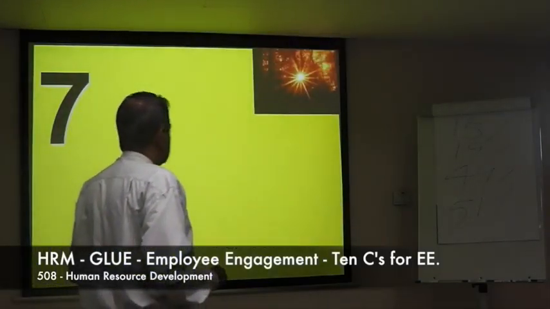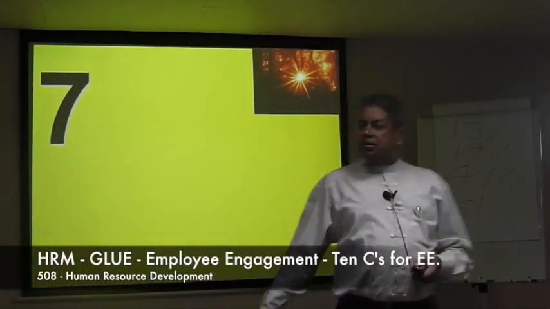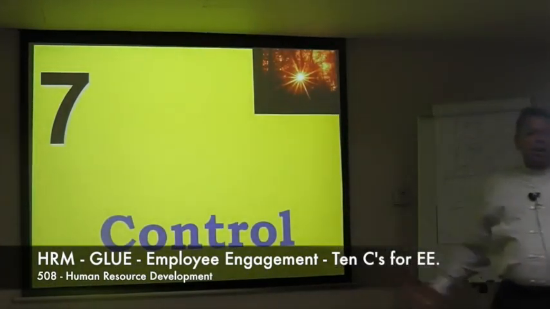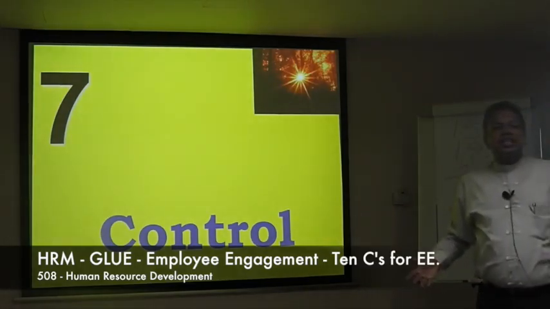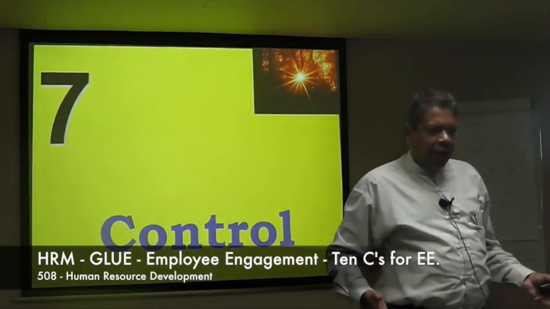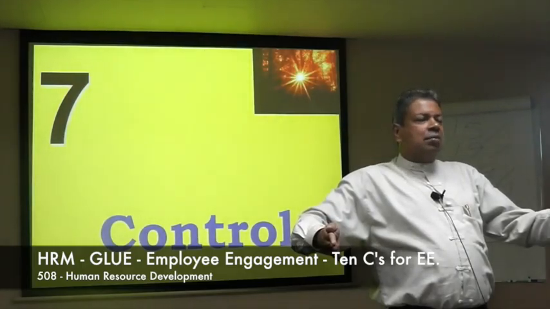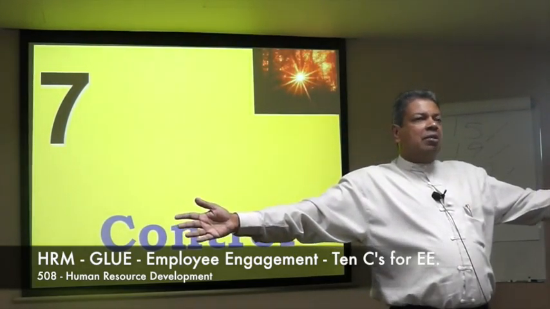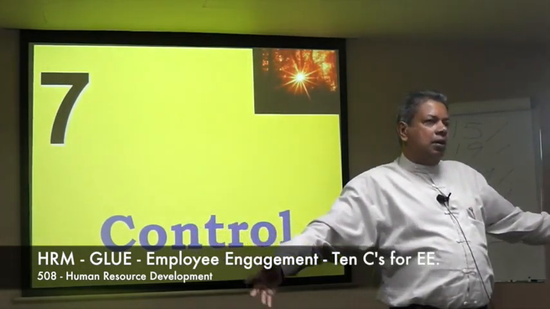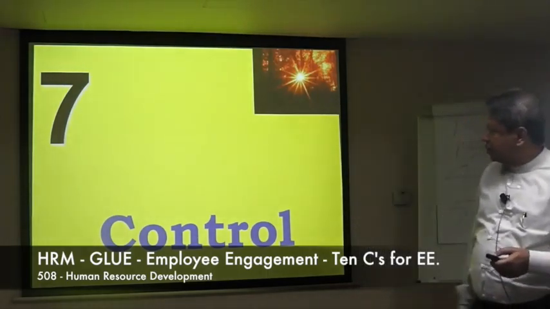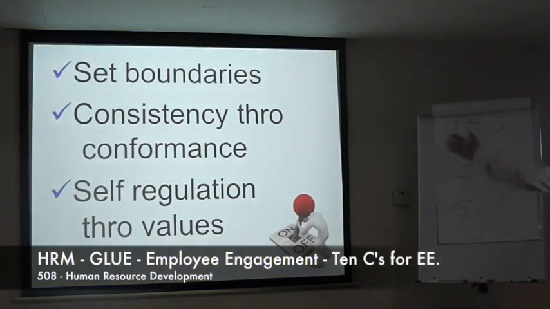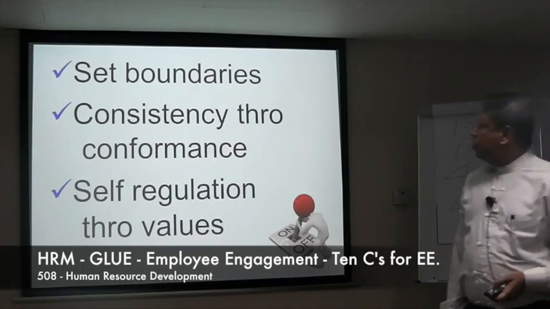Okay. See number 7, read out loud. Control. And remember, engaged employees have to have discipline. Making people engaged doesn't mean that you allow them to do whatever they want, like a country club. It should not happen. So what are the 3 control things? First one, set boundaries. Second one, consistency through conformance. Third point, self-regulation through values.